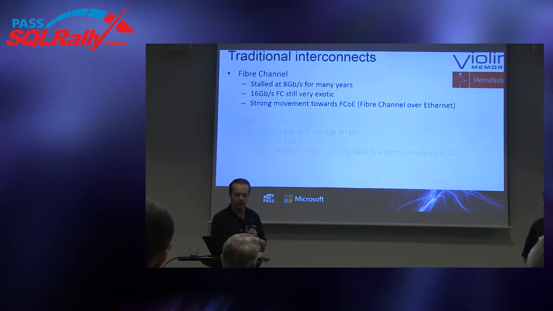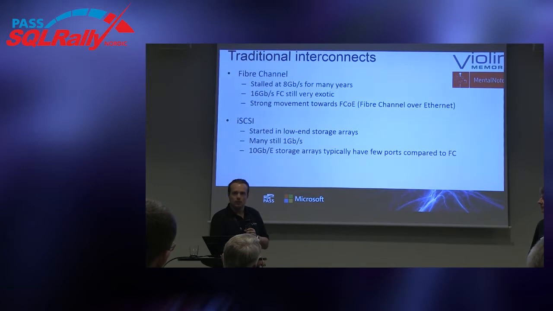It's very expensive. Then we have iSCSI. iSCSI came from the lower ground with 1 gigabit, moved up to 10 gigabit, but usually we don't have enough links. So on a 10 gigabit iSCSI array, maybe I have 4 or maybe 8 links. But on my Fiber Channel side, I can do maybe 80 8 gigabit fibers.